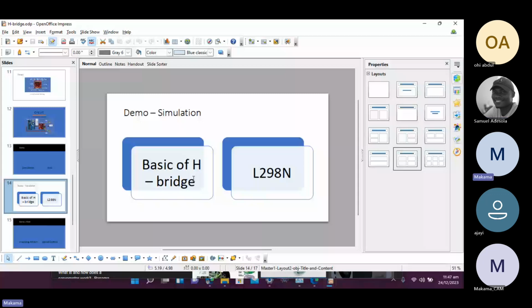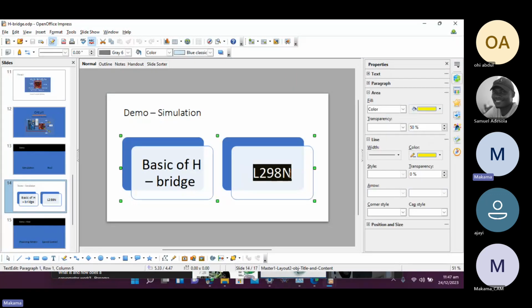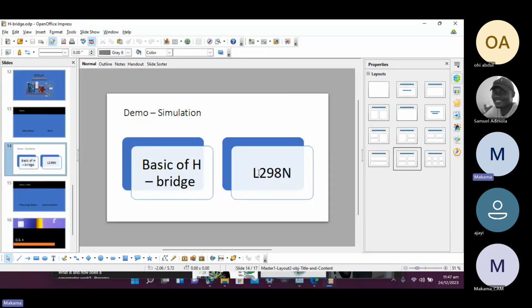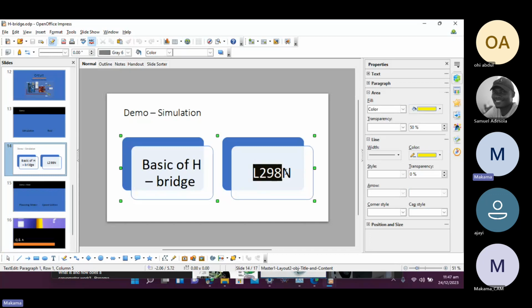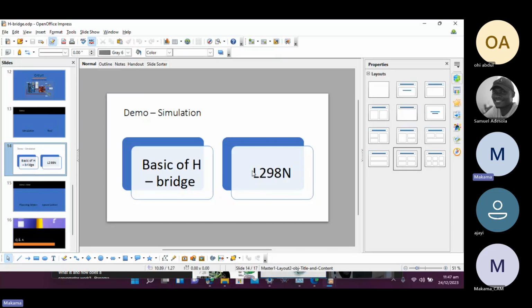Alright. So in the simulation part we will cover the basics of the H-bridge and the driver, which is the L298 driver. The reason why I will be using the simulation to do the L298 driver operations is because I don't have the driver. I don't own one, so I will be using the simulation for you to see it.